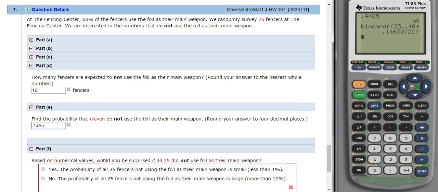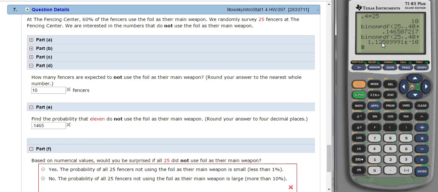So based on numerical values, would you be surprised if all 25 did not use the main foil? Well, we can find out the probability of having 25 successes. And again, that's a PDF. But our new number is going to be 25. And we hit enter, and enter again. And we get a 1.12.